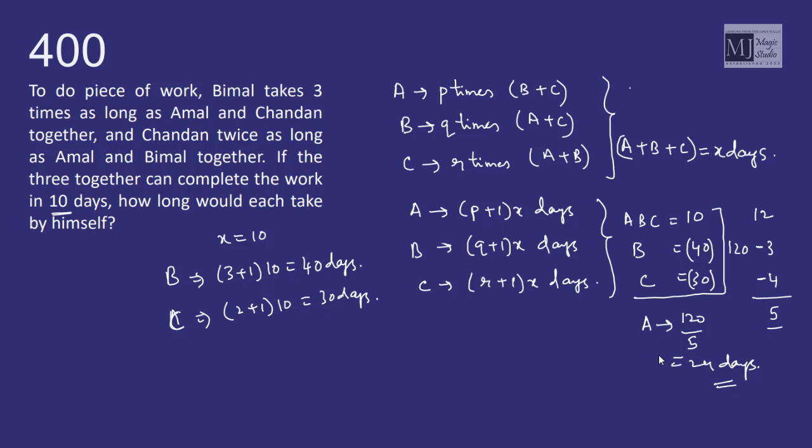LCM rule also works with negative quantities. During subtraction also we can use LCM. As said, LCM rules. So the individual time taken is A 24, B 40 and C 30. Answer.